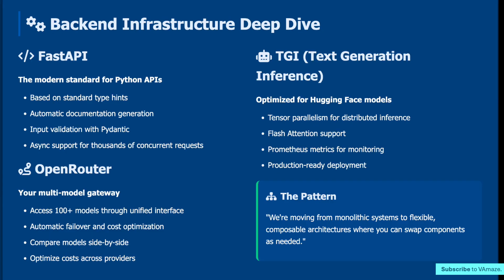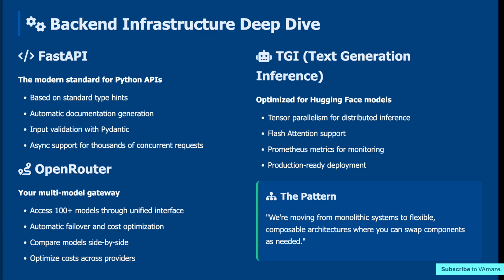Backend continued. Continuing with backend tools, FastAPI is the modern standard for building Python APIs. Based on standard type hints, it generates automatic documentation and validates inputs using Pydantic. The async support means you can handle thousands of concurrent requests efficiently. OpenRouter is your multi-model gateway. Access over 100 models through a unified interface with automatic failover and cost optimization. Compare models side by side and optimize your costs across providers.